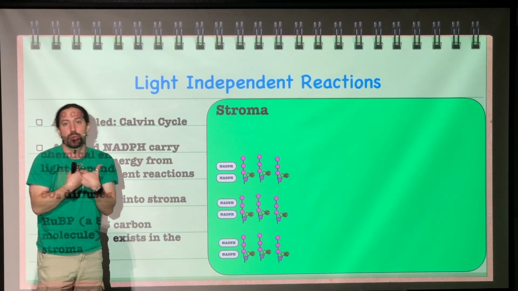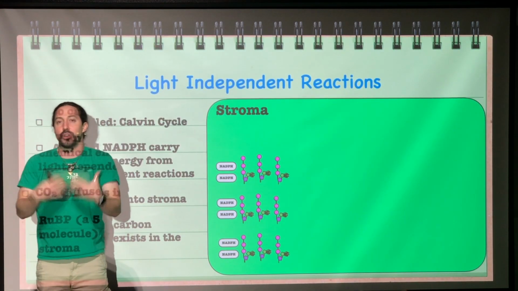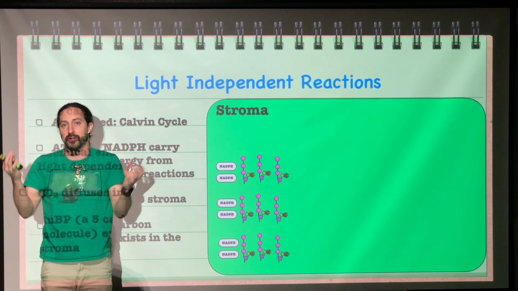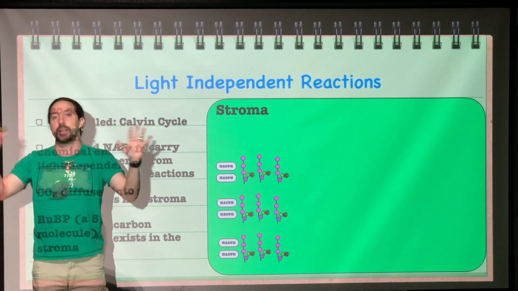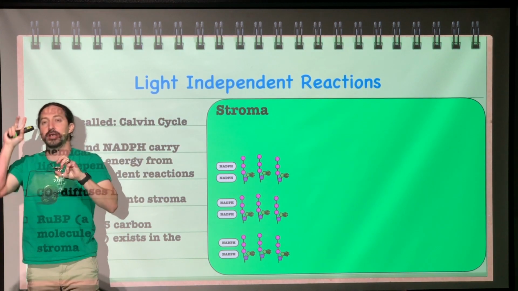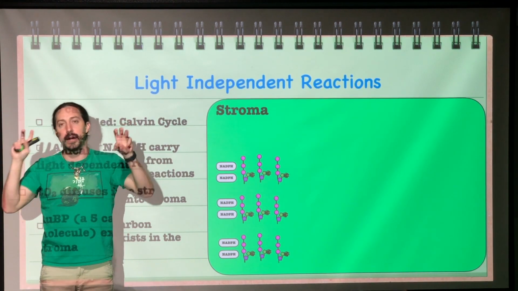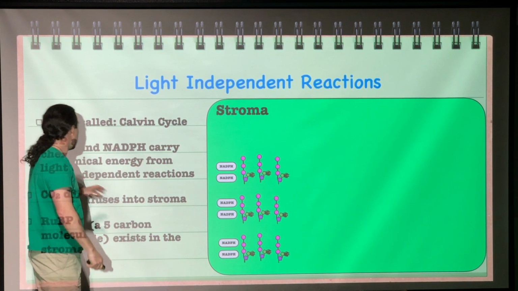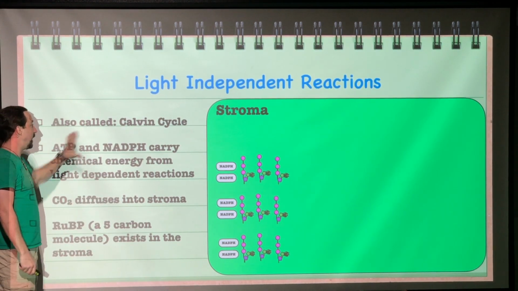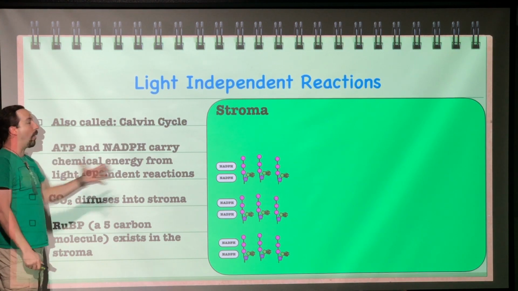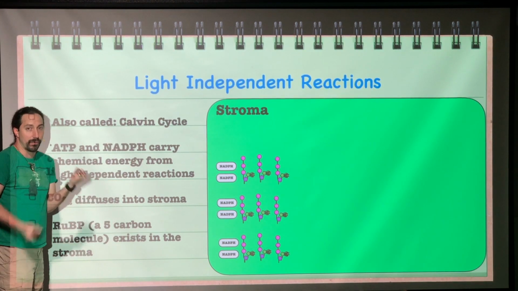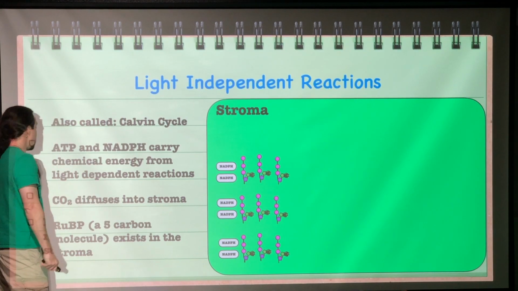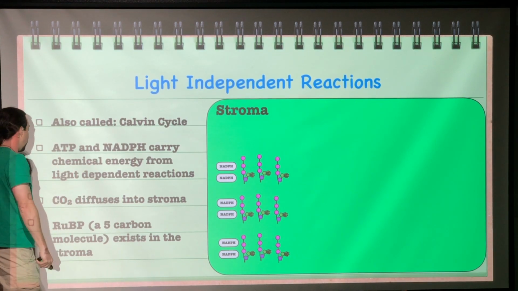I'm going to show it in sort of a linear way because I don't want you to think that this actually just takes place in a specific location within the stroma. It takes place throughout the entirety of the stroma. These molecules are just going to get broken down and built up in different reactions in the stroma. It's going to use that NADPH and the ATP to actually power those different reactions, to provide the energy that is required for those different reactions to take place, to provide the activation energy for them.